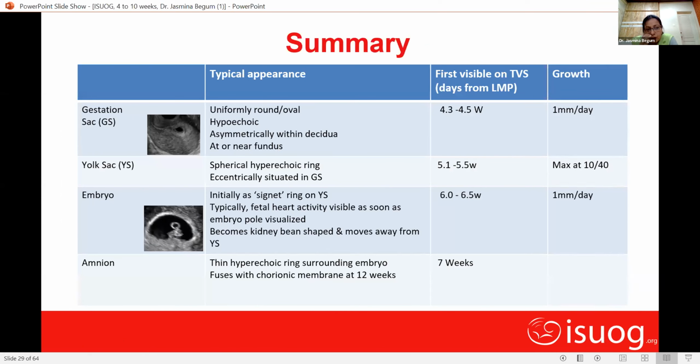So we have read about the gestational sac, how to identify its normal features, and it usually appears between 4 weeks, 3 days to 4 weeks, 5 days of menstrual age, and it grows by 1 millimeter per day. The yolk sac is usually a structure which acts as an anatomical landmark to identify the embryo, and inside the embryo to detect the cardiac activity. It appears between 5 weeks, 1 day to 5 weeks, 5 days of menstrual age. Embryo with cardiac activity, we usually see between 6 weeks to 6 weeks, 5 days. Amnion we see at around 7 weeks.